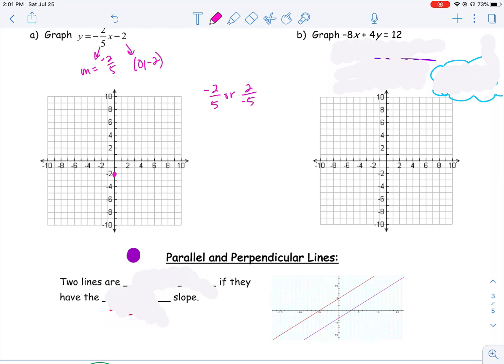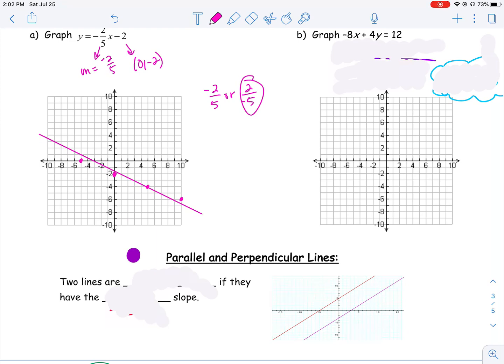If I said that the slope was negative 2 over 5, from my y-intercept, that would mean I would move down 2 and right 5, down 2 and right 5. So it would look something like that and follow that pattern. Or I can go up 2 and left 5. Let's try it. From that y-intercept, if I went up 2 and left 5, my next ordered pair would be there. And doesn't it follow the same pattern? And so it doesn't matter if you put the negative in the numerator or the negative in the denominator, it would be the same thing.